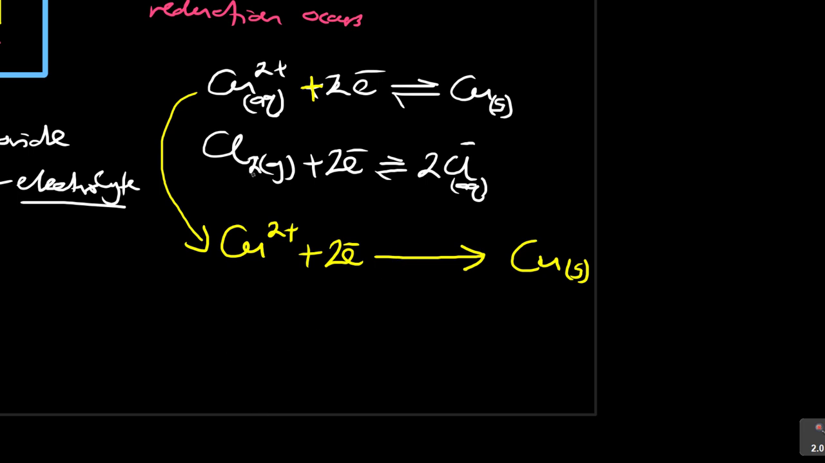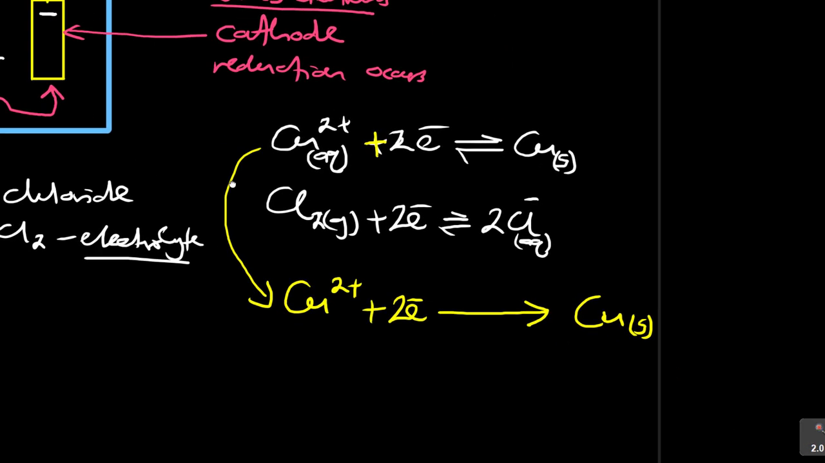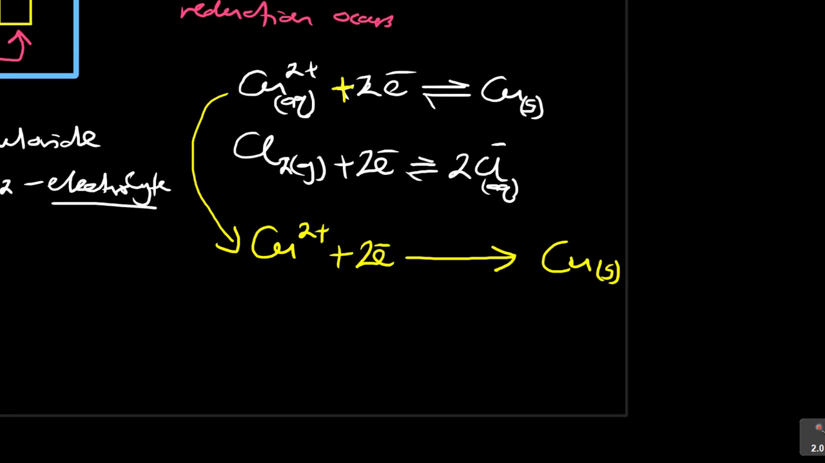What about for the chlorine? If you look at what is happening with the chlorine on the cell, we said the chloride ions are the ones that are attracted. You see, you don't have gas, but you are starting with the chloride ions. But if you look at this half reaction here, you can see that the chloride are on the other side.